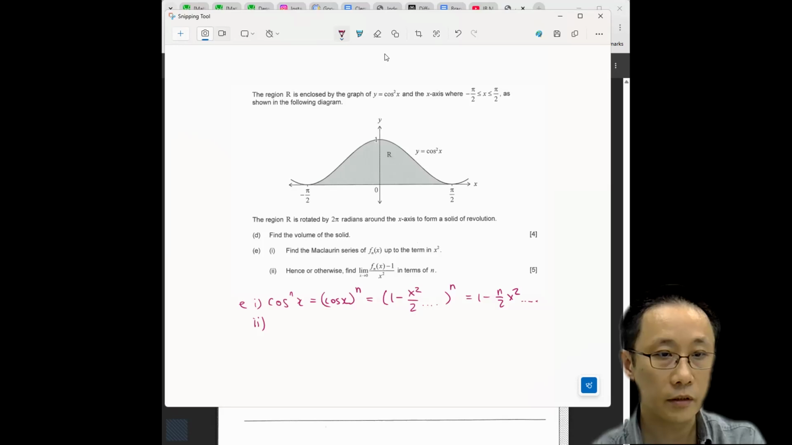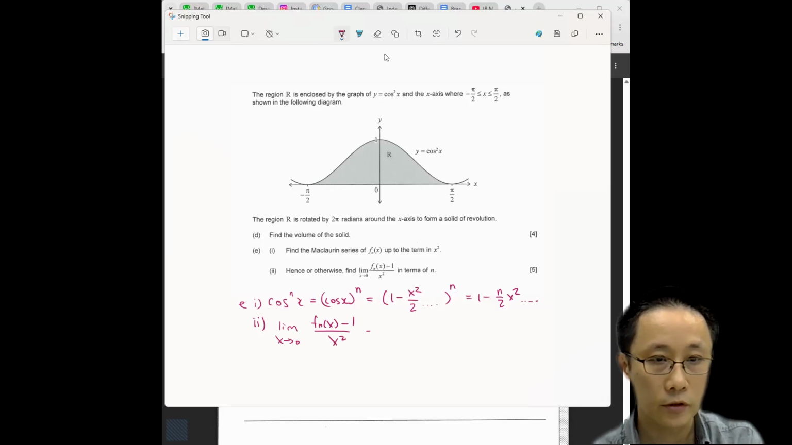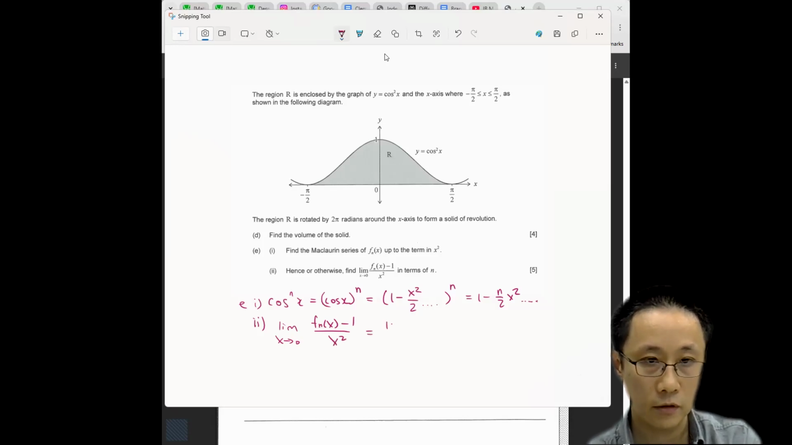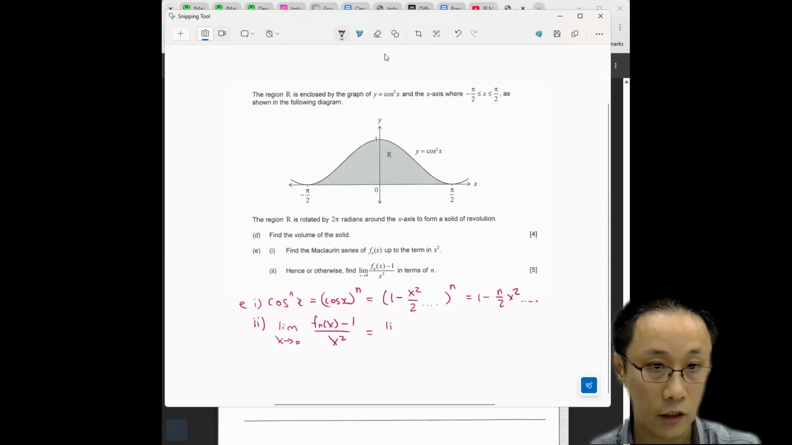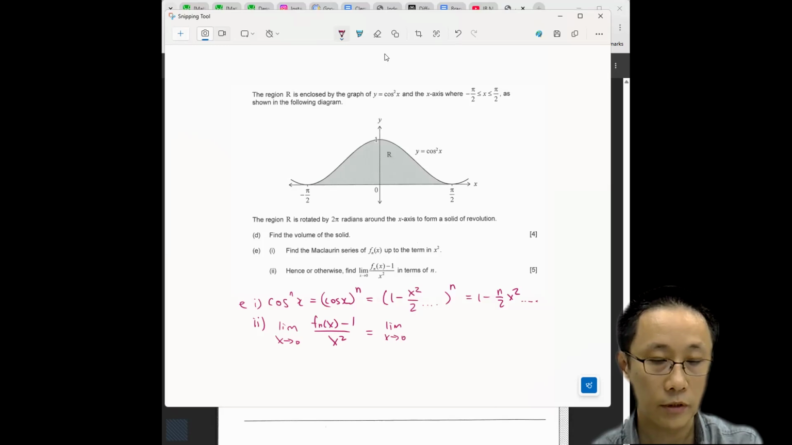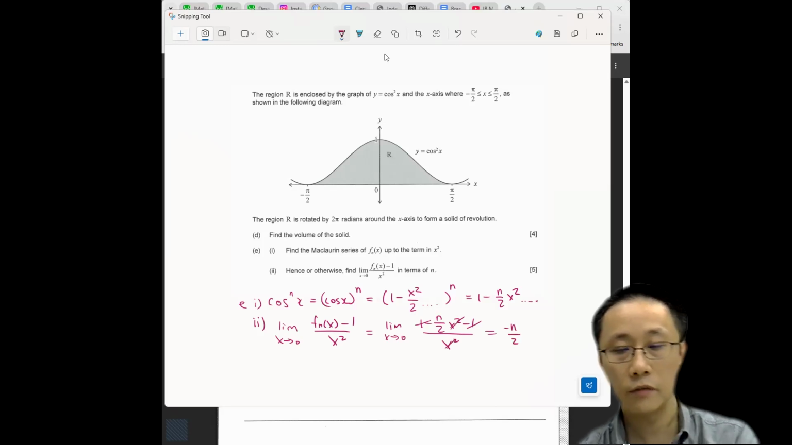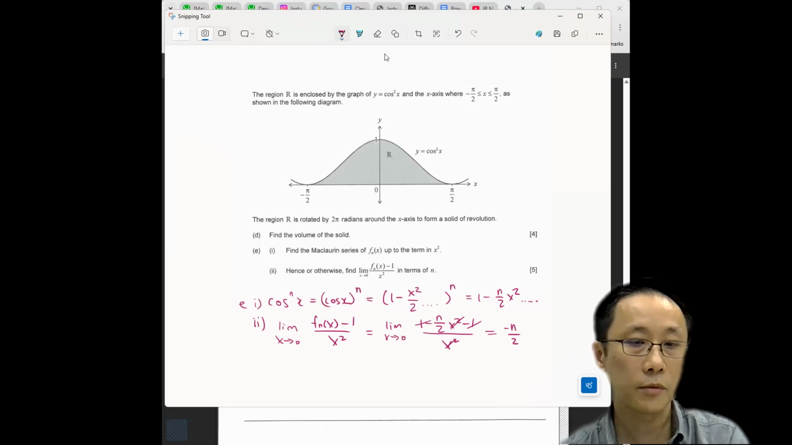And then to find the limit of cos^n x minus 1 all over x squared, we just replace the series, applying the series expansion result from above. The ones are gone, and then the x squares are gone. And the final answer is negative n/2. And I think I've tracked this answer on decimals. It should be correct.